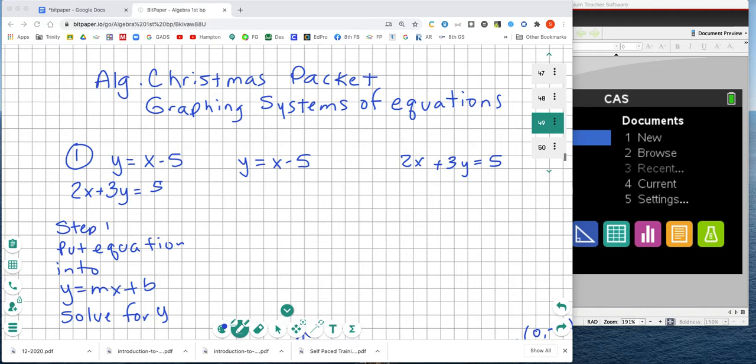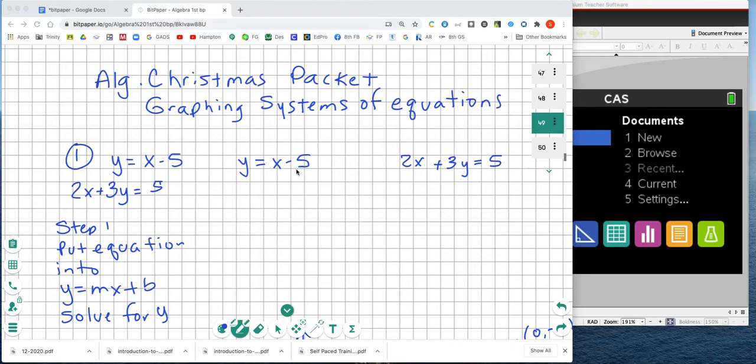Graphing systems of equations in order to find the solution, or the ordered pair that works in both of the equations that we are given. So the first thing that we're going to do is get our equations ready to graph. In order to graph, we need to solve them for y, or we need to get them into the y equals mx plus b order.